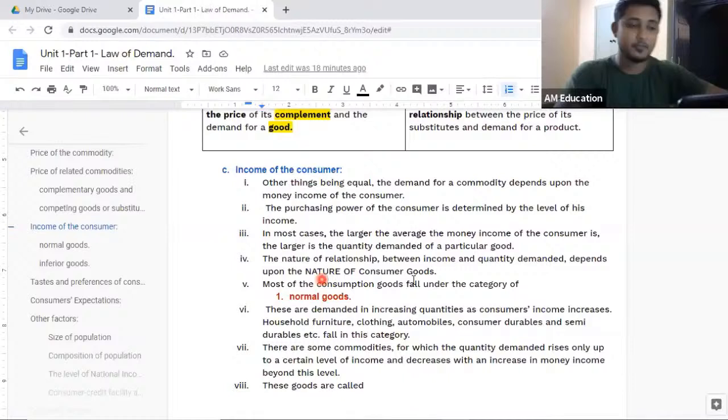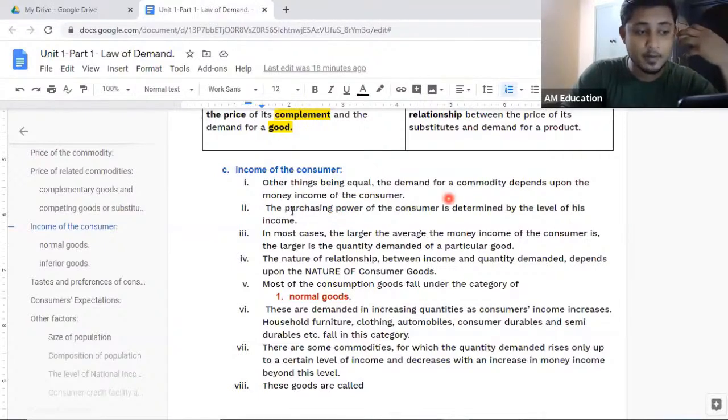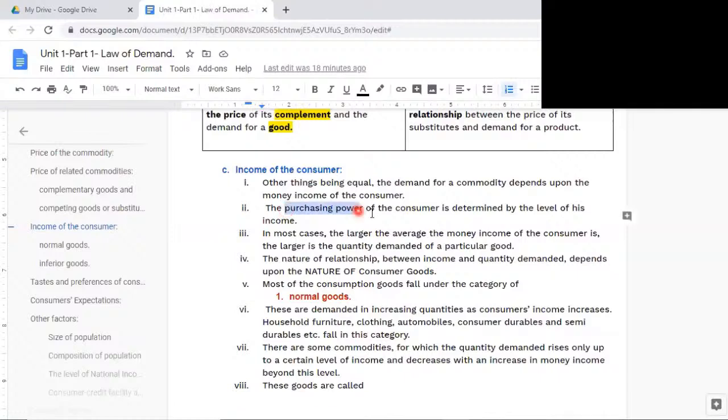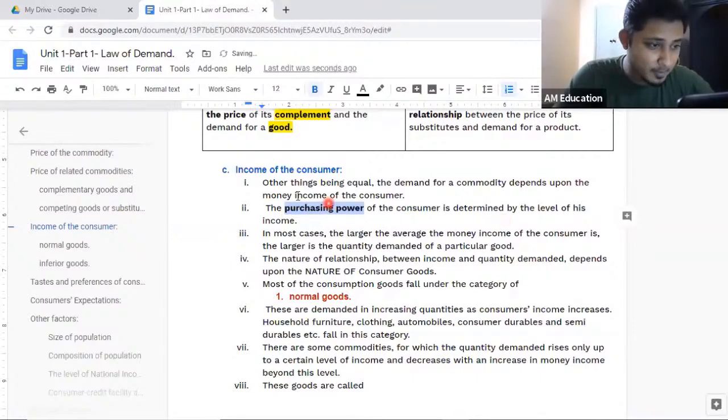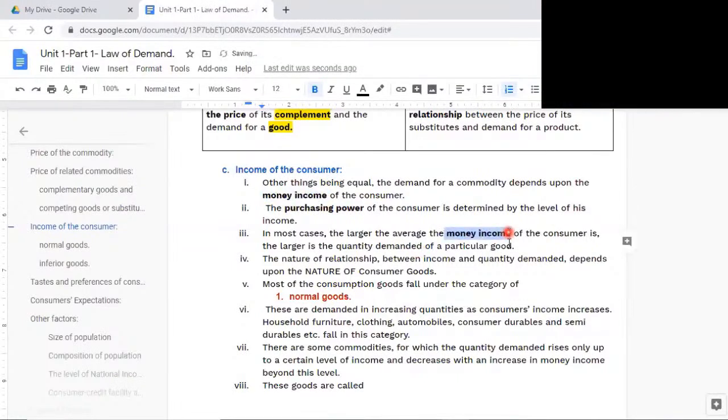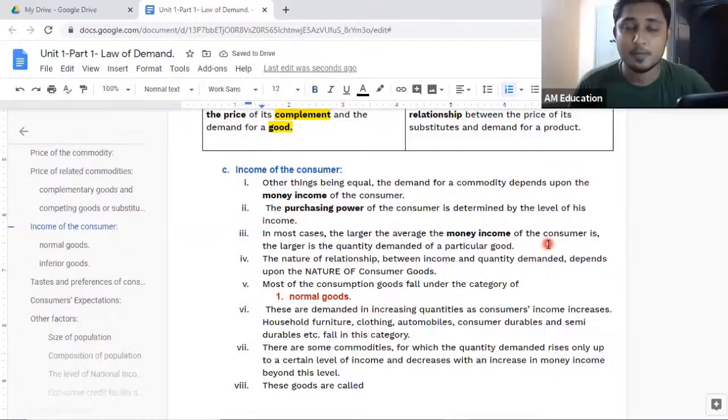Before this, you understood these two things? So what will the income of the consumer determine? It will determine the purchasing power. Exactly. And we've seen this word very often. What is this thing, the money income? How do we differentiate money income from income? Do you have any idea?